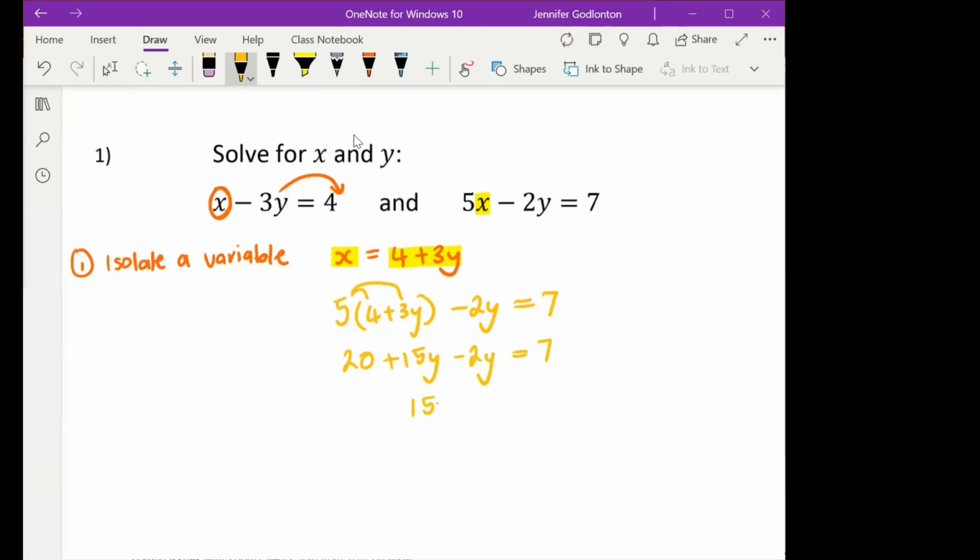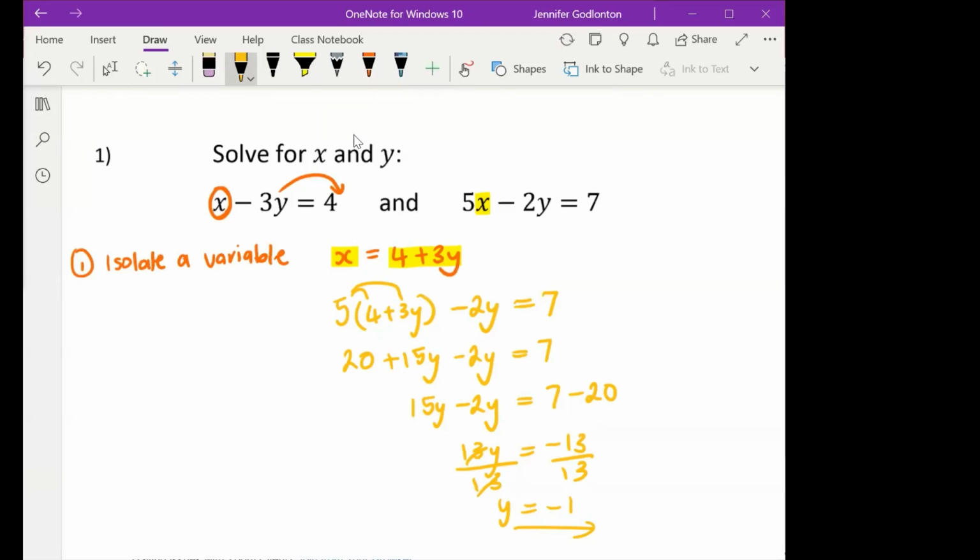I'm going to keep my variables on one side, and I'm going to move my numbers onto the other side. 15y minus 2y gives me 13y. 7 minus 20 is negative 13, which means that y is equal to negative 1. So quite a few people got to that answer, which is great.